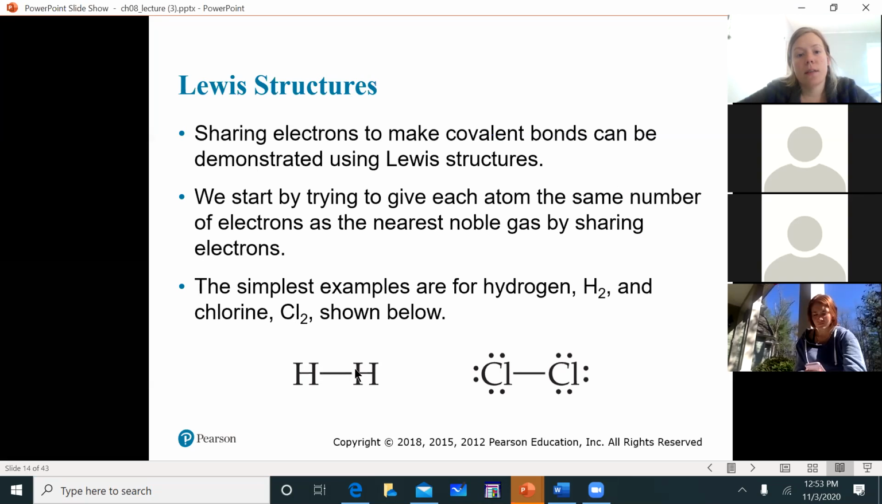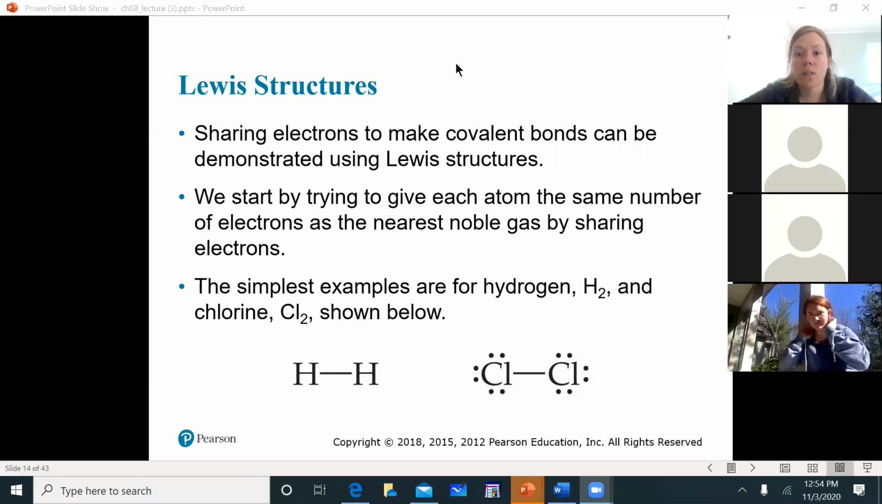So here are two examples of Lewis structures for two diatomic molecules. This is H2, and this is Cl2. Hydrogen always wants to get 2 electrons, okay? It doesn't necessarily mean it has 2 electrons when it's on its own, but it will bond in order to get 2 electrons.